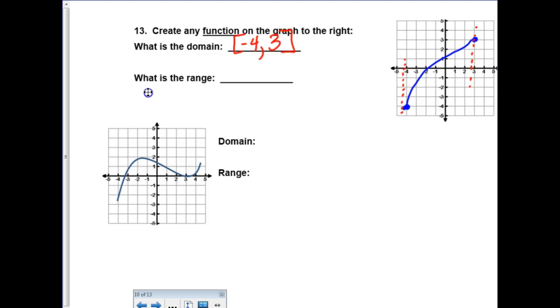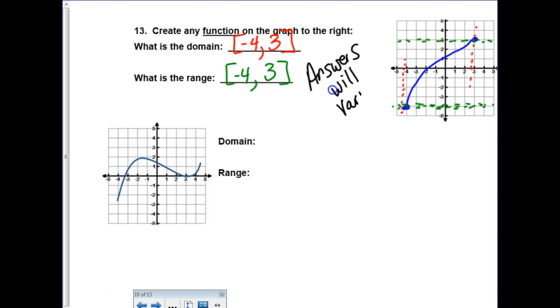Okay, remember the range is the lowest y value to the highest y value. I did a bad job of drawing because we have the same sort of numbers here, which is confusing. Range is how low to how high it travels. So it starts down here at -4 for y, and it goes as high as 3. Just keep in mind, your answers will vary depending on what you drew. If you drew a parabola or an absolute value graph, you're going to have very different answers.